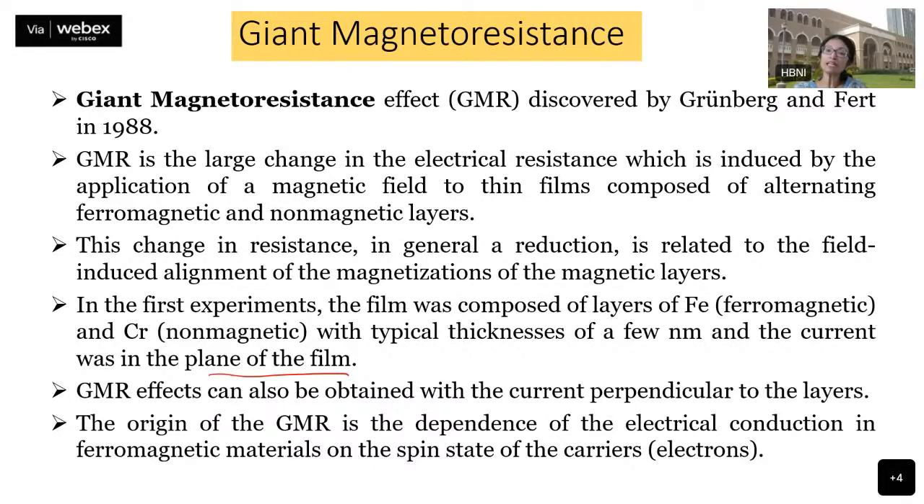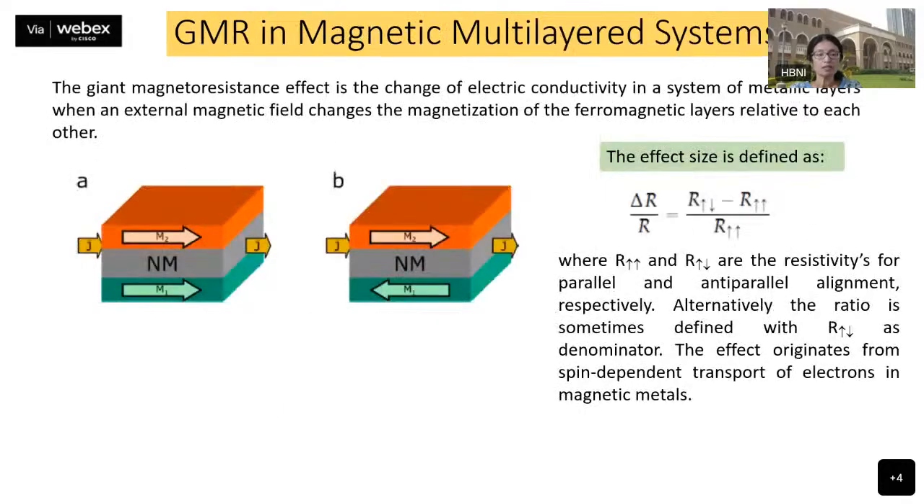So it is the dependence of the electrical conductivity of your ferromagnetic material on the spin state of the carriers it is having. So you have a change in electric conductivity in a system of metallic layers when an external magnetic field changes the magnetization of the ferromagnetic layers relative to each other.